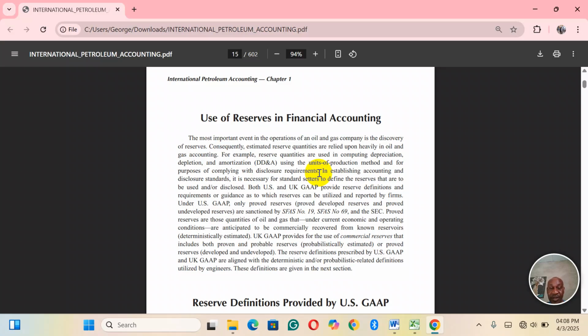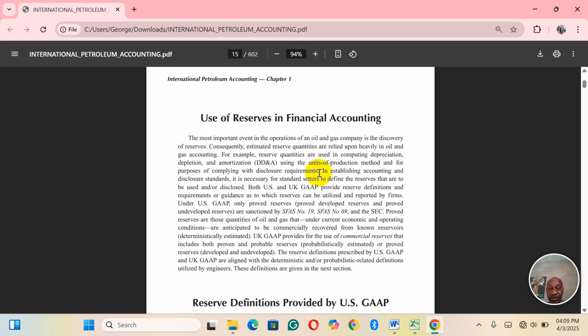For example, reserve quantities are used in computing depreciation, depletion, and amortization, DD&A, using the units of production method, and for the purpose of company disclosure requirements. In establishing accounting and disclosure standards, it is necessary for standard setters to define the reserves that are to be used or disclosed.